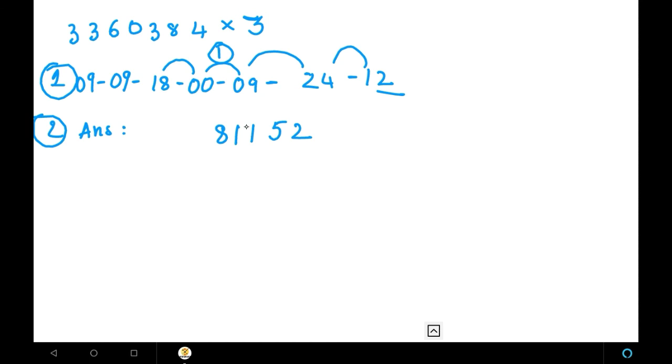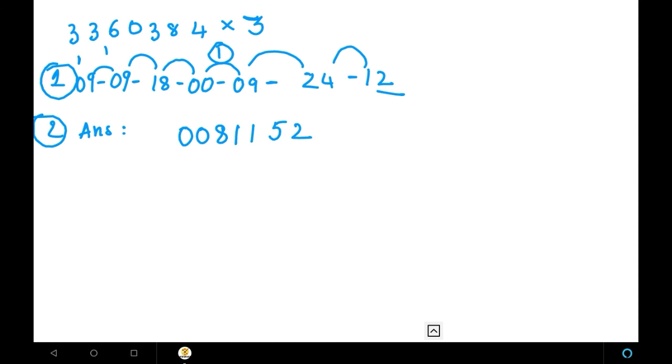Next pair, 9 and 1. We have 9 and 1. So 9 plus 1 will get 10. So we write 1 digit over here and give carrier to the next pair. So the next pair here is 9 and 0. So 9 plus 0 is 9. When I add the carrier, I will get 10. So you have to write 0 here and give carrier to the next number.